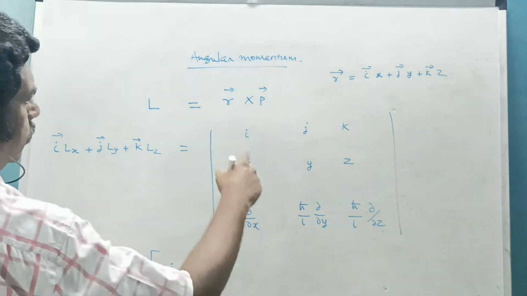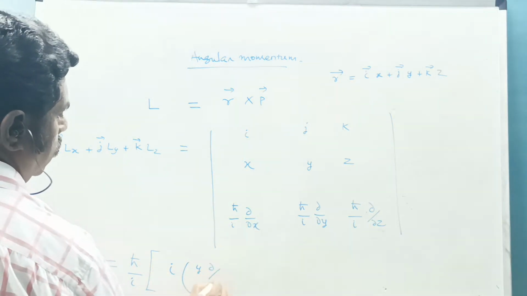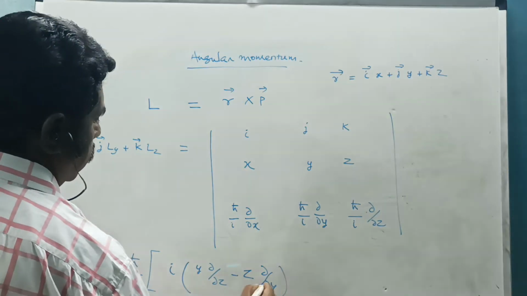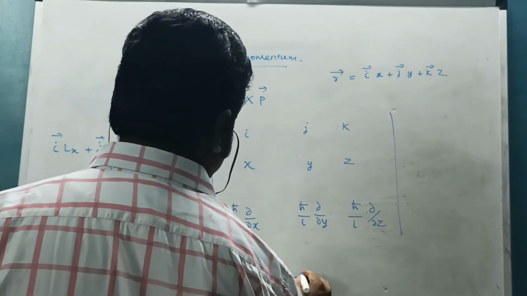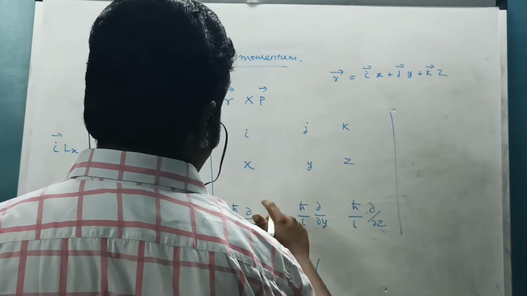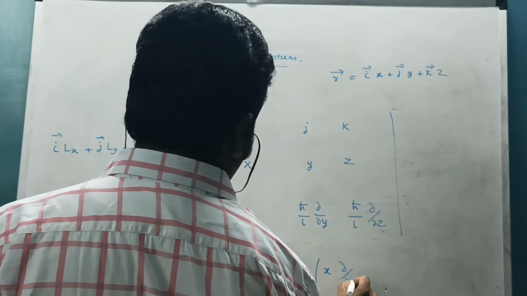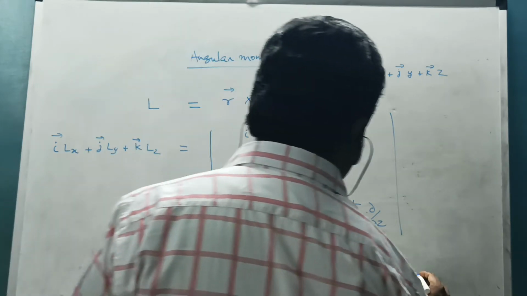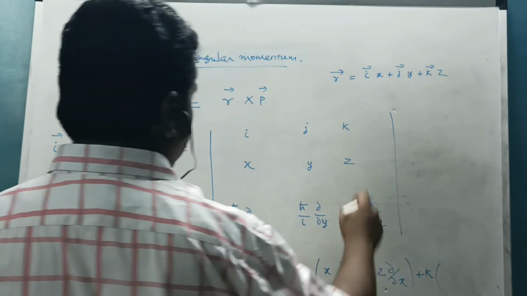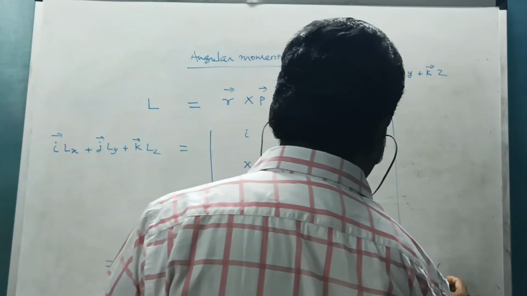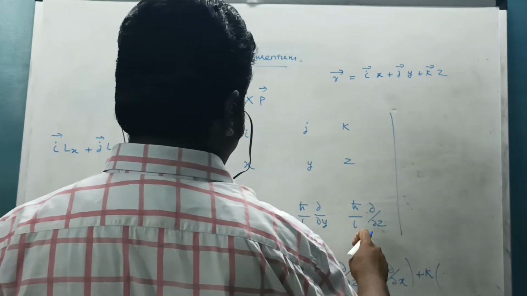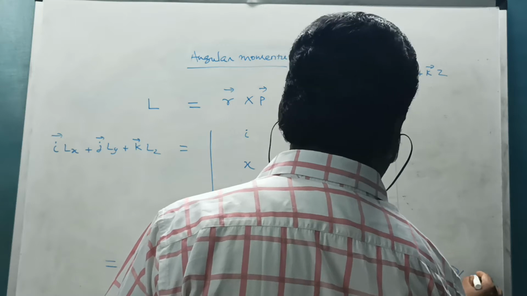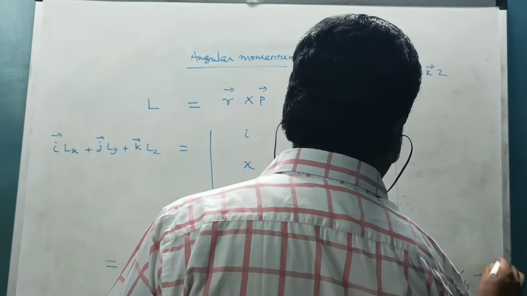i into this: y ∂/∂z minus z ∂/∂y. Then minus j into this term: x ∂/∂z minus z ∂/∂x, plus k into this. See, this is k: x ∂/∂y minus y ∂/∂x.